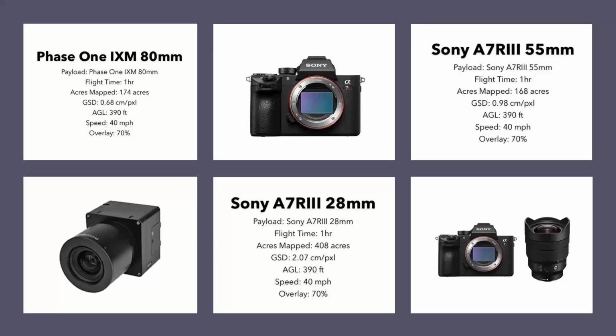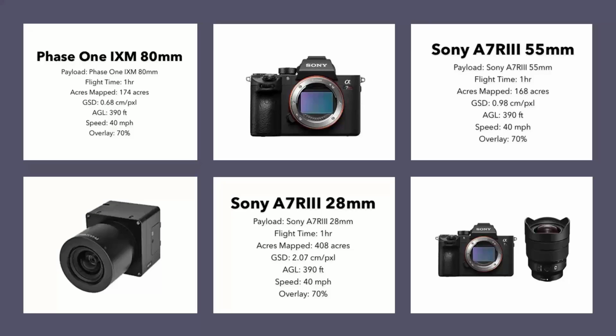same. So with a very narrow lens like the Phase 1 IXM 80 millimeter, obviously your GSD is sub centimeter, to 0.68 centimeters per pixel. Your coverage is 174. So that's what you get in an hour. What you gain in GSD, you lose in coverage. But you're also getting a pretty significantly narrow field of view on the 80 millimeter.